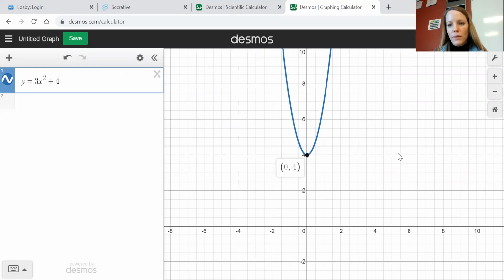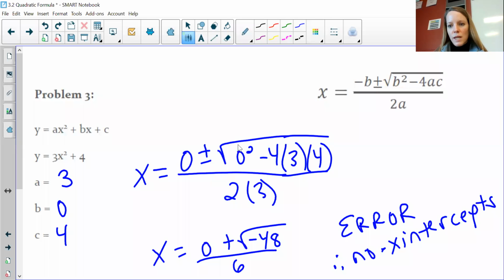So this is why the quadratic formula will give you an error, because they just don't exist on the real number line. They're actually an imaginary number, but we will only work with the real number line as we talked about in our first chapter. So in this case, you're just going to say no x-intercepts or no real roots if you want to use the math terms there.